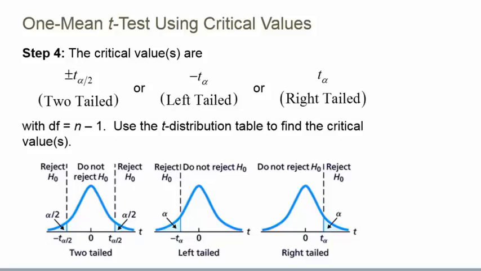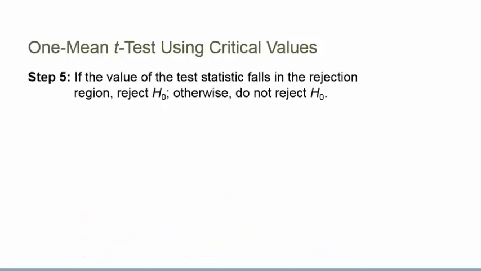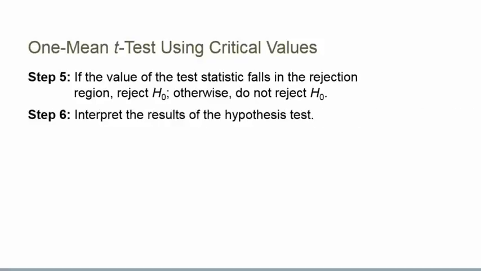With degrees of freedom equals n minus 1. Use the t distribution table to find the critical value or values. Step 5. If the value of the test statistic falls in the rejection region, reject H sub 0. Otherwise, do not reject H sub 0. Step 6. Interpret the results of the hypothesis test.